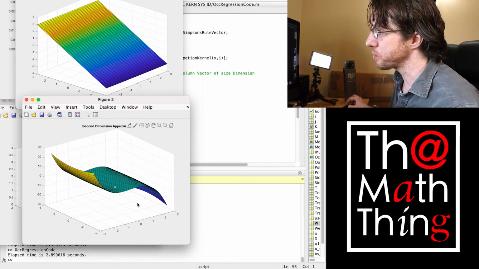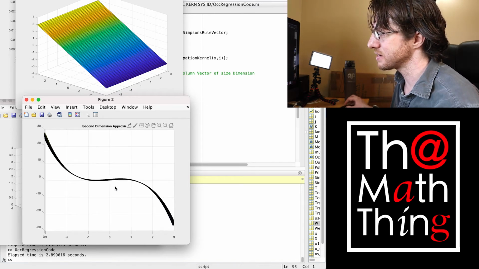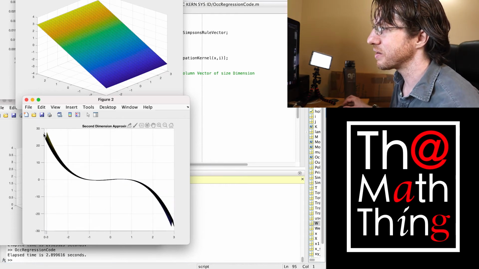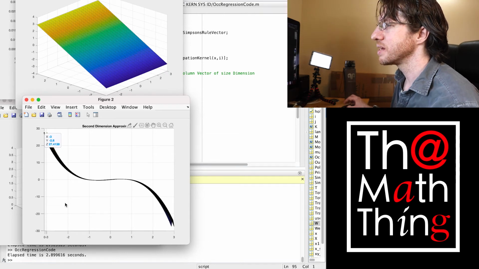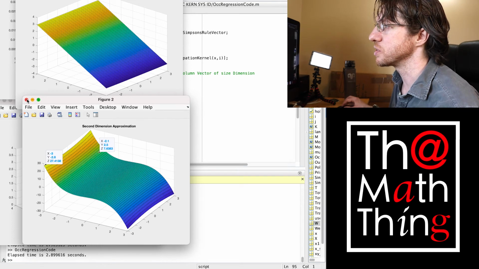And then the other one should be cubic in terms of x1, and we see that is exactly what we end up getting. It goes up to, say, 27 here. I bet that's going to be exactly 27 or pretty close. I had 27.4. So we've gotten a really good approximation in terms of our second dimension as well.